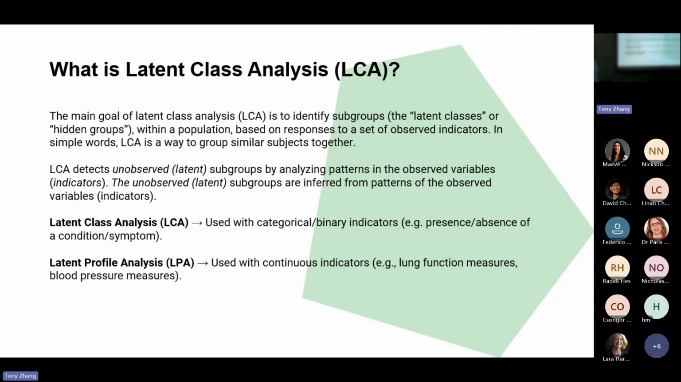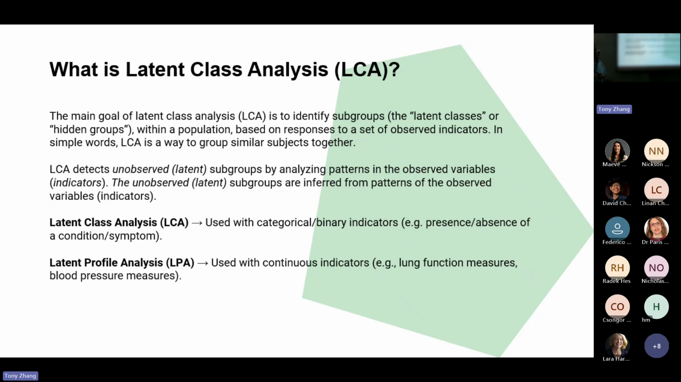So basically, the goal of the LCA is to identify subgroups, which we call latent classes or hidden subgroups, in a population based on the responses to a set of observed indicators. We use latent class analysis to analyze the patterns in the observed variables, and the unobserved latent subgroups are statistically inferred from those patterns.